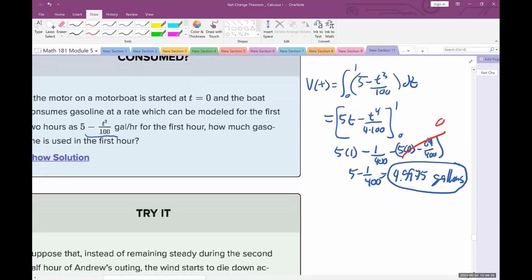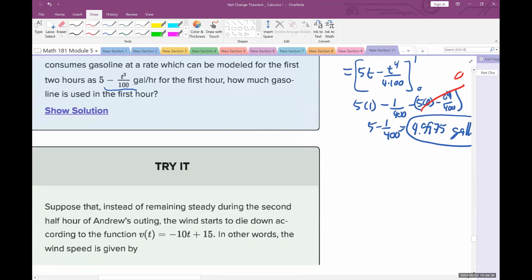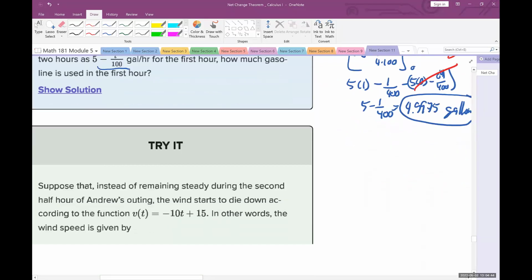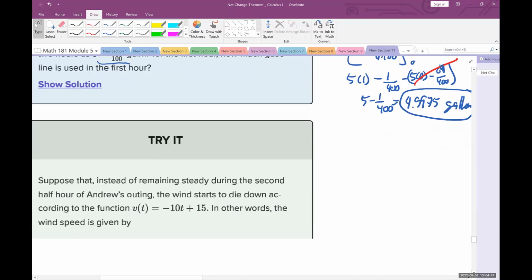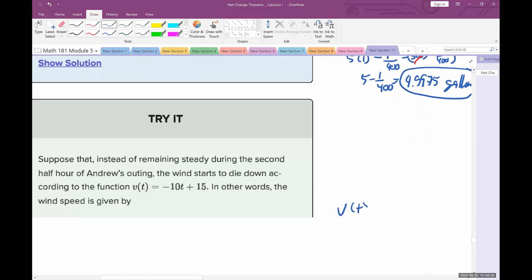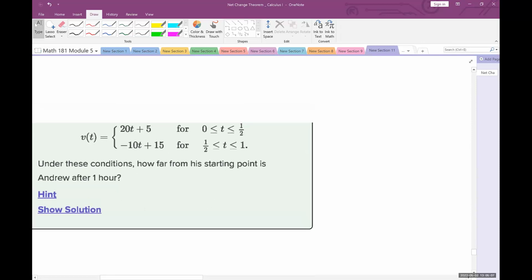Okay, last problem in this section, very similar. Suppose that instead of remaining steady during the second hour of Andrew's outing, the wind starts to die down according to the function v of t. Oh, I guess this is a completely different problem. v of t equals negative 10t plus 15. In other words, the speed of the wind is given by v of t is negative 10t plus 15. So we have a piecewise function. Under these conditions, how far from a starting point is Andrew after an hour?